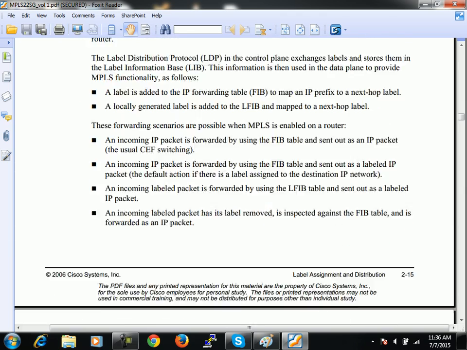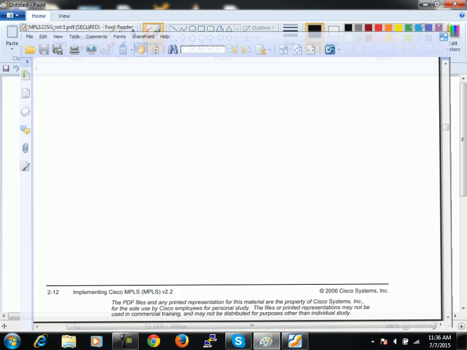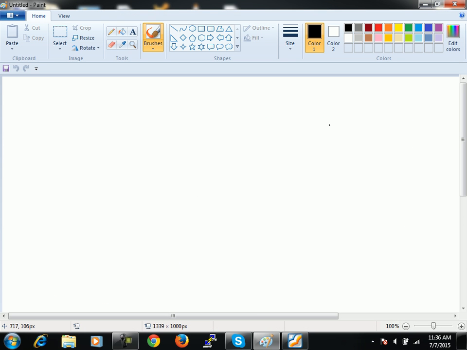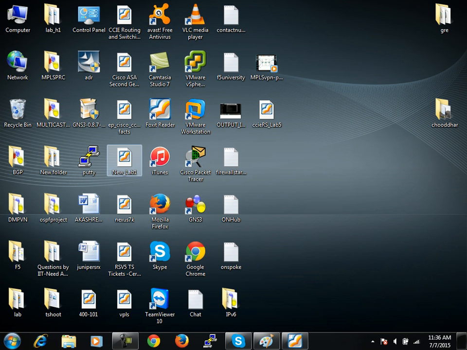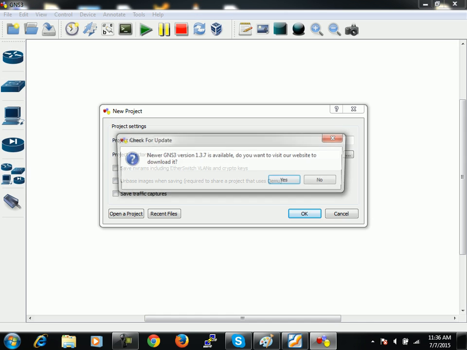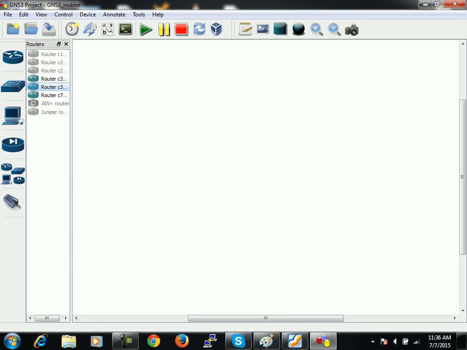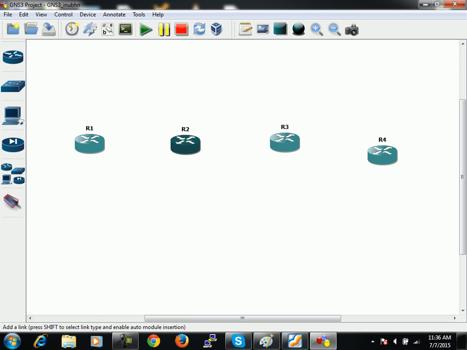Fine. Now it's time to implement LDP. The only thing now left in LDP is the practicals of LDP, right? To perform the practicals of LDP, it is very simple over here. I'll take only 3 routers, or 4. What do you say? Okay, let's take 4 routers.